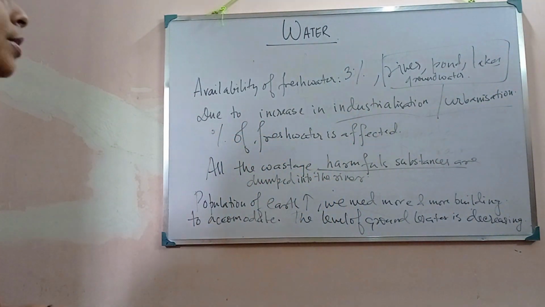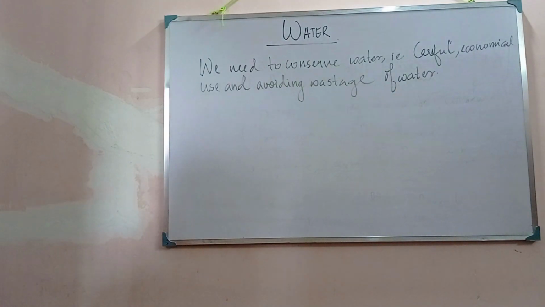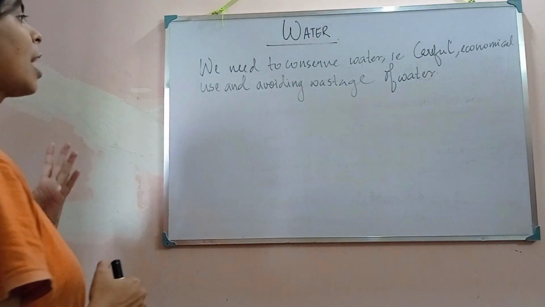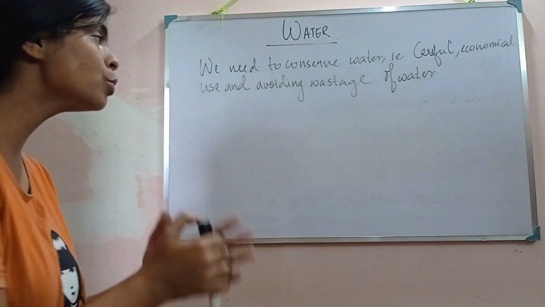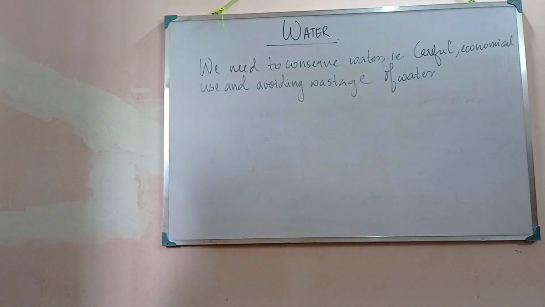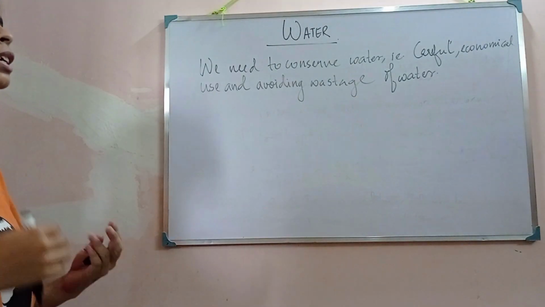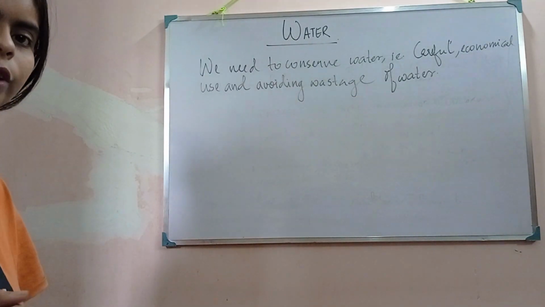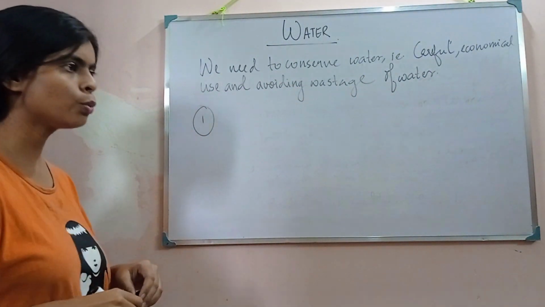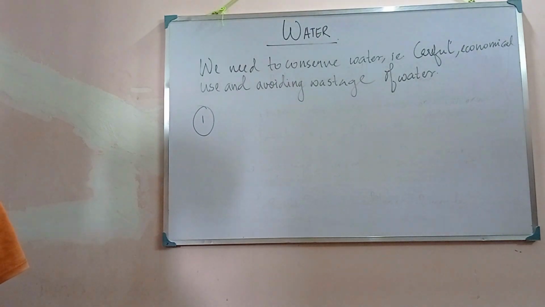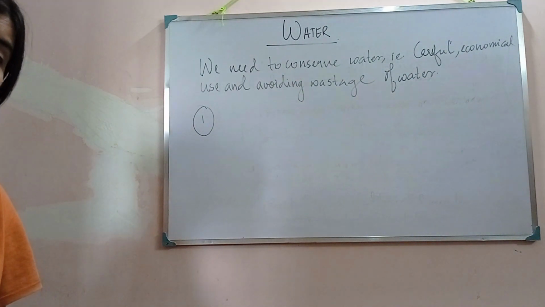We should conserve the water. We have to be very careful. We should make economical use of it and avoid the wastage of water. Now, how will we do conservation? What are the steps to reduce the wastage of water? The first thing we can do is to be very careful. We should limit the use of water.